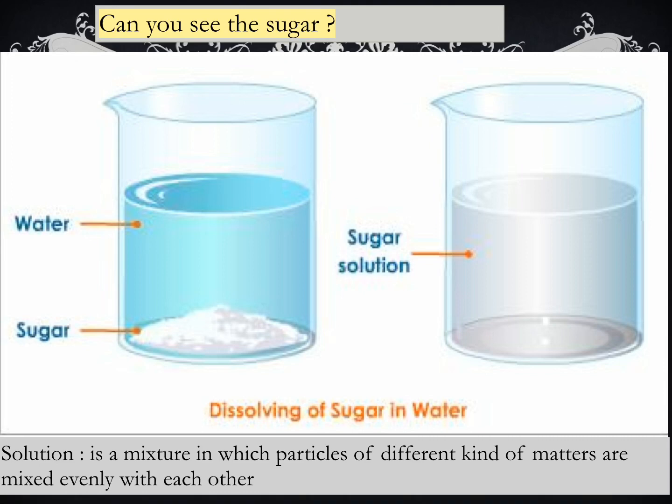To answer this question, you have to know that the sugar with the water made a special kind of mixture called a solution. A solution is a mixture in which the particles of two different kinds of matter, in this case the sugar and the water, mix evenly with each other.